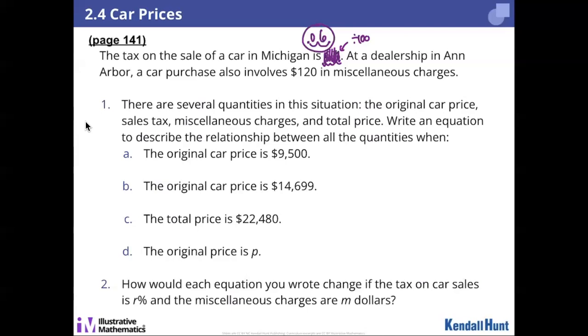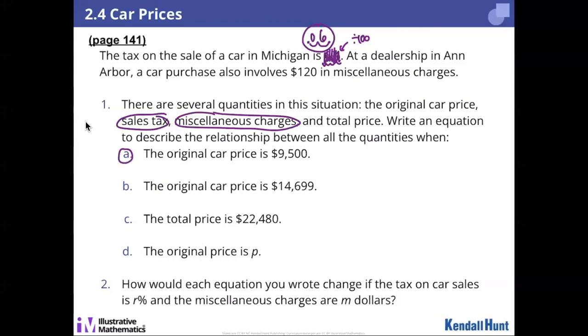So two things that we know for sure that aren't going to be changing. We know for a fact the sales tax is going to be 6%. We also know that the miscellaneous charges are $120 worth. So out of the other pieces, the original car price is something that we don't know, and the total price is something that we don't know. So in an equation, when there's things that we don't know, those are things that we're going to ultimately give a variable to. Now, in our first example, part A, it does actually give us one of those quantities.